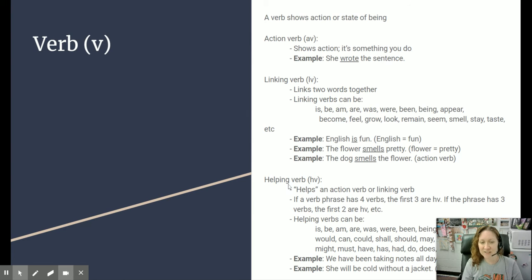All right, let's look down here at helping verbs. Helping verbs go along with an action verb to typically show you a verb tense. Has it happened before? Has it happened often? Is it going to happen in the future? Your helping verbs are going to help you out. Here's a list of a ton of helping verbs that you can use. Again, am, is, are, was, were, been, being. You can also have would, could, shall, must, might. These are your helping verbs.